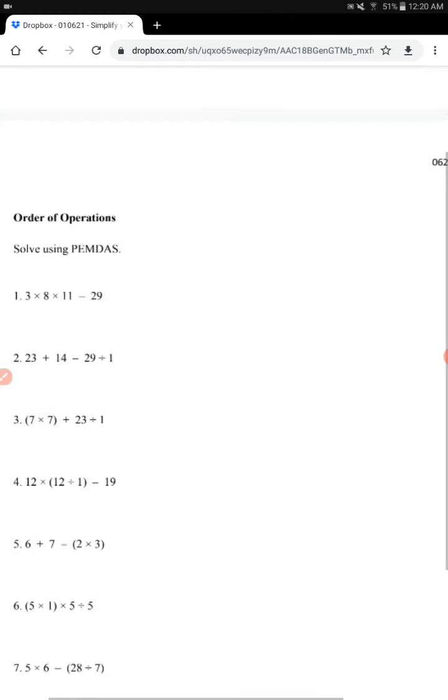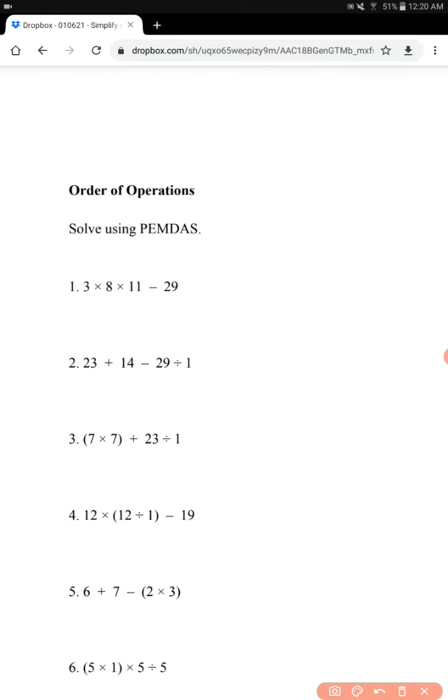Okay. Then order of operations. Pretty easy too. This is 6th grade, right? So you should already know this. Just as a refresher though, if you might need it: P is parentheses, E is exponents, M and D is multiplication and division, both of them together, just from left to right, and the last one that you do is addition and subtraction from left to right.